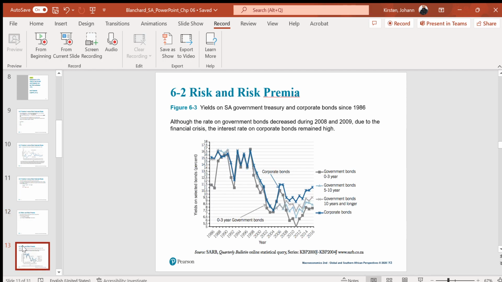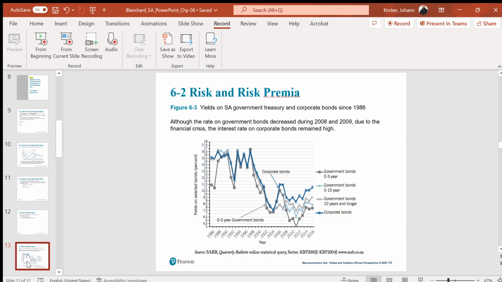Okay, we can also go through some of these graphs to show you the different risk premiums in terms of corporate bonds versus government bonds. As I say, corporate bonds normally have higher risk premiums compared to government bonds, which have a lower chance of defaulting. Oh, sorry for that.